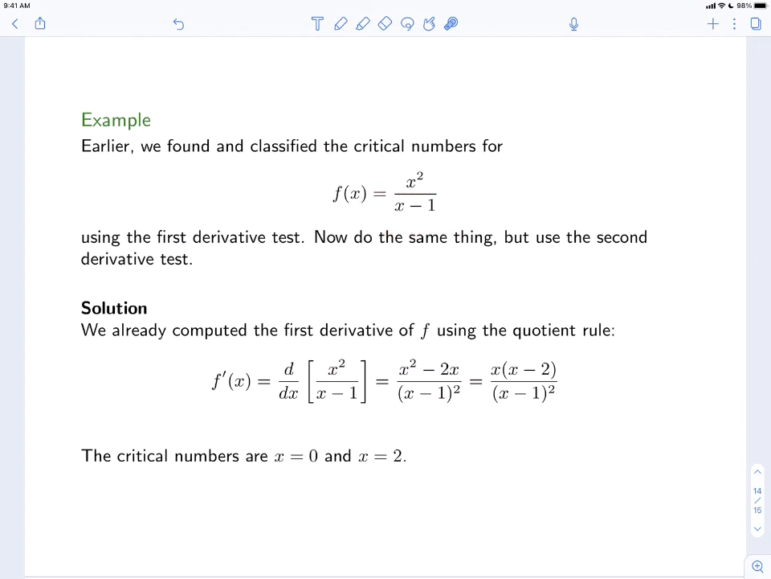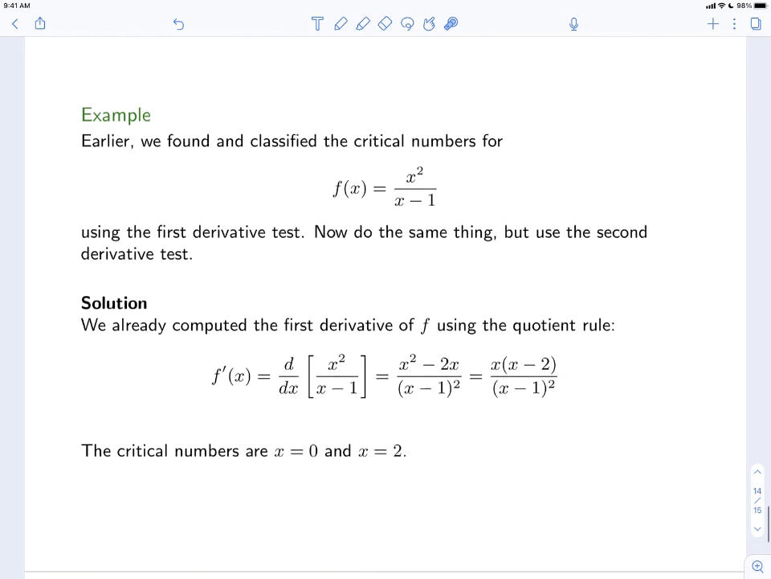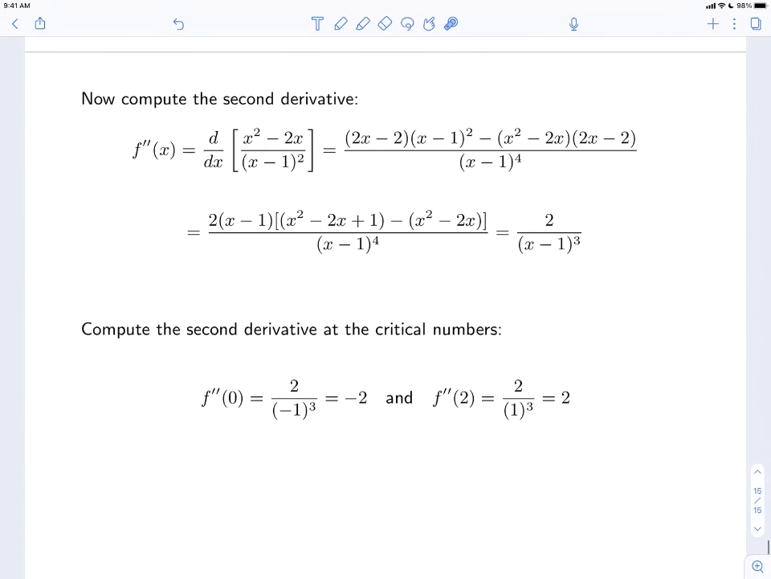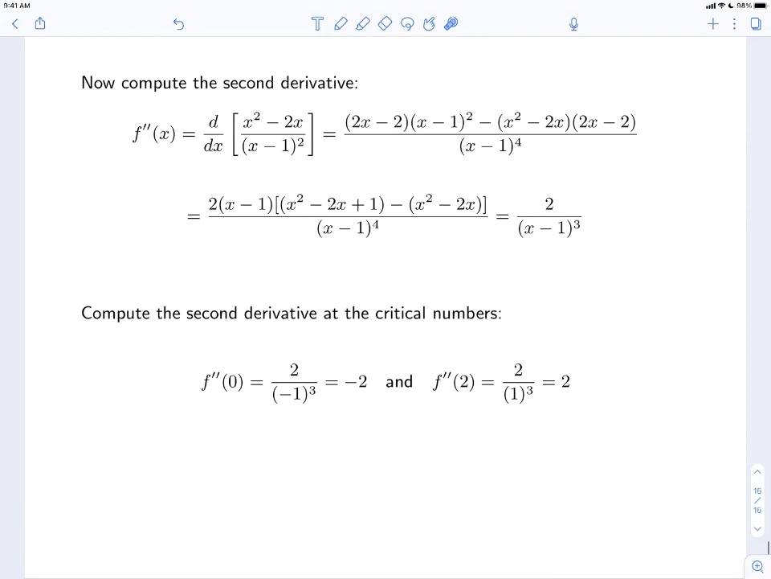Now for the first derivative test, we actually had to care about x equals 1 because we had to check the first derivative on either side of the discontinuity. But for the second derivative test, we can completely ignore x equals 1. On the other hand, we have a bit of a task because we have to compute the second derivative of f, which is a quotient. The first derivative is a quotient as well, x squared minus 2x over x minus 1 quantity squared, and we now have to compute the derivative of that.